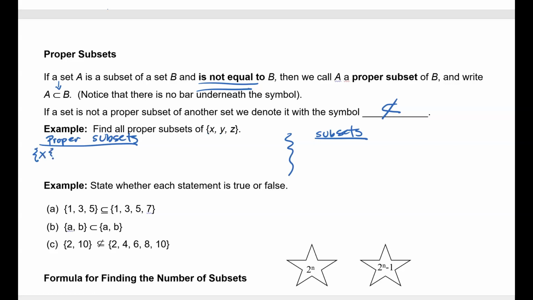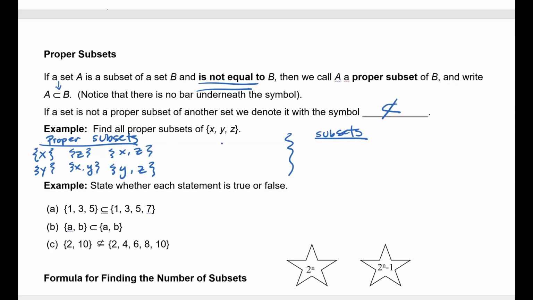So x is a part of x, y, z. Y is a part of x, y, z. Z is a part of x, y, z. X, y is a part of x, y, z. X, z is a part of x, y, z. Y, z is a part of x, y, z.